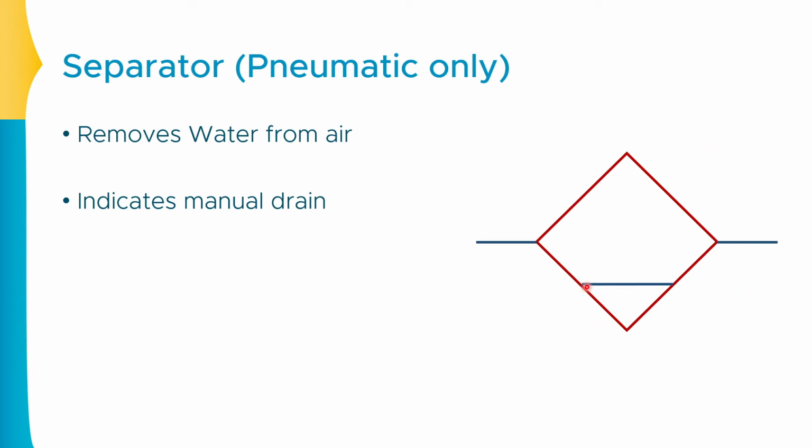Now if you observe the single line over here, this indicates the manual draining of this separator. Clear?